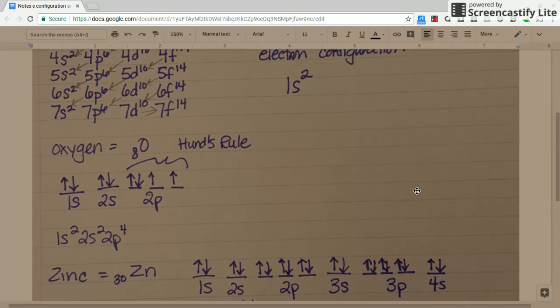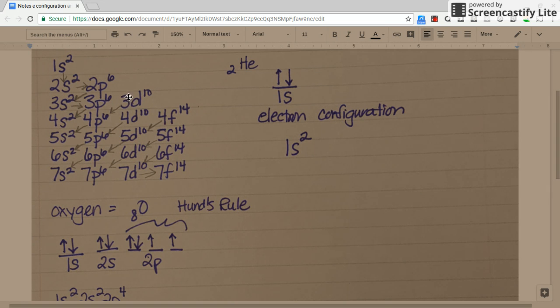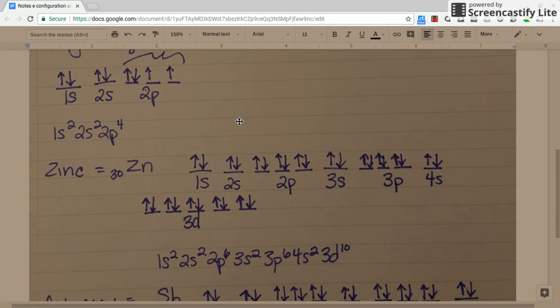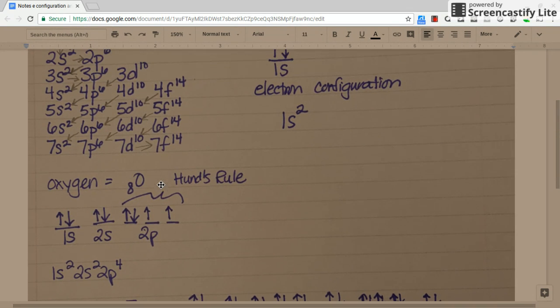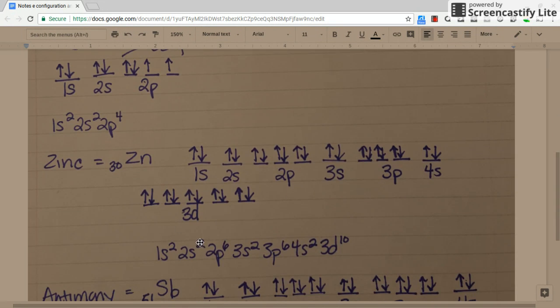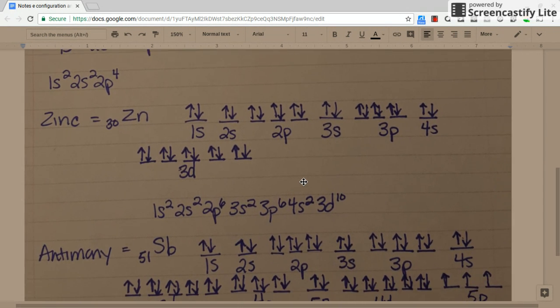Then after 3p, a common mistake is to do 3d, but notice you go down to the 4s. So I did 4s squared, and then I jump back up and have my 3d. All your d's, you're going to draw 5 lines, 5 orbitals. So I've got my 3d and my 5 lines. And I fill those up, and that takes me up to 30 electrons for zinc. And then I write the electron configuration.